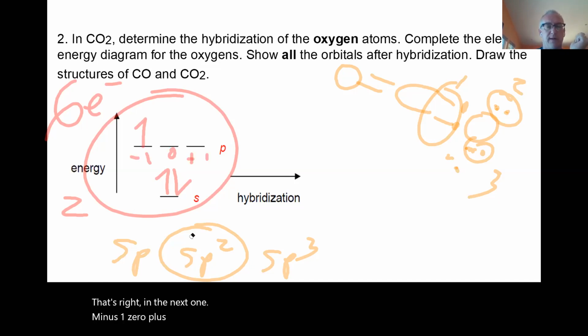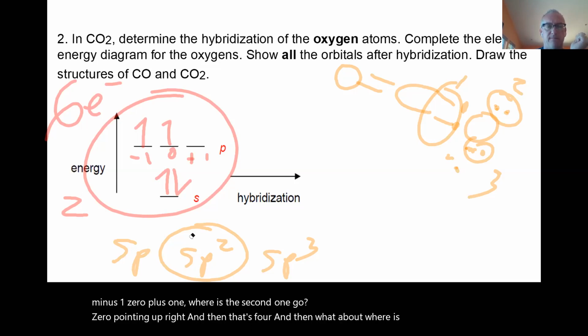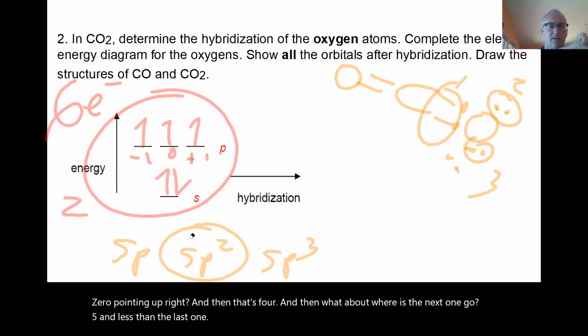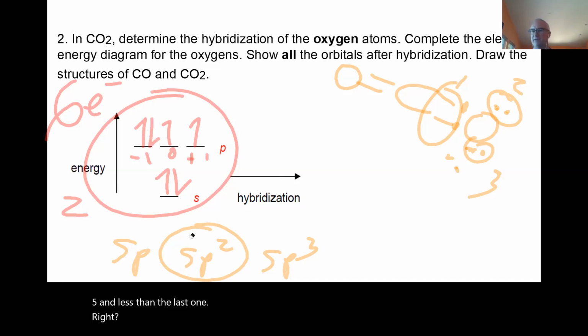Where's the second one go? 0, pointing up, right? And so that's 4. Where's the next one go? +1, up. That's 5. And then the last one? -1, down. Right. So those are the 6 valence electrons for oxygen.